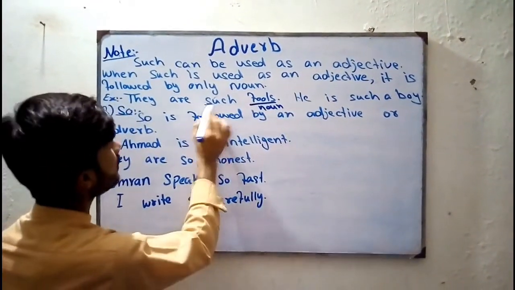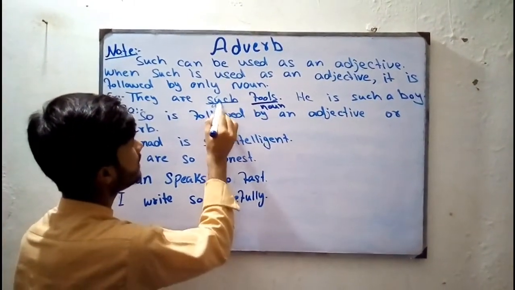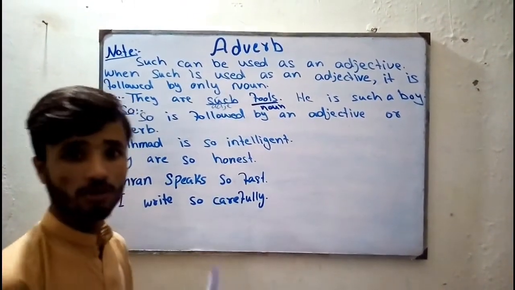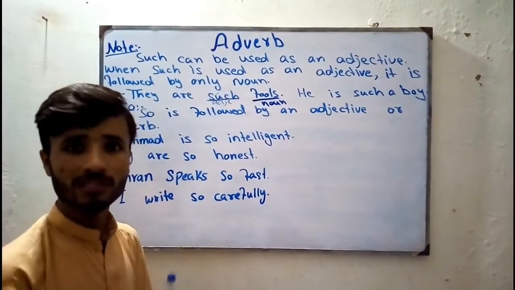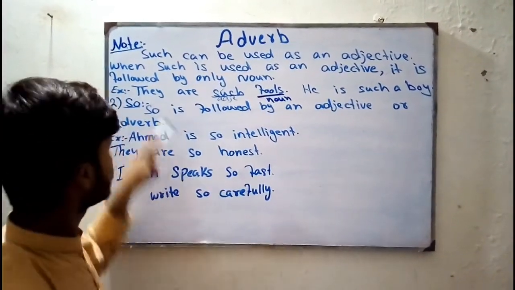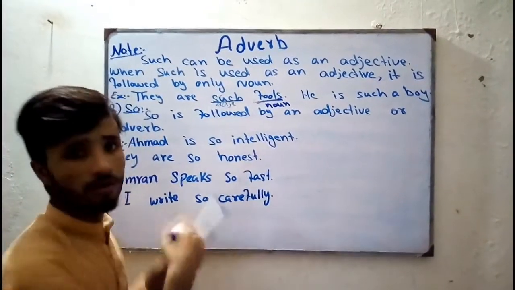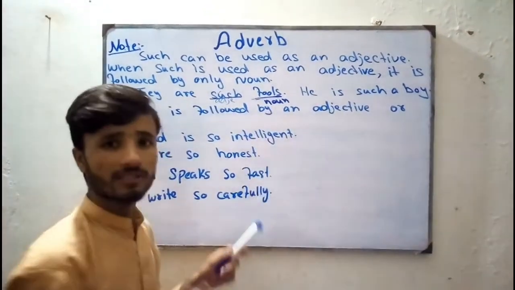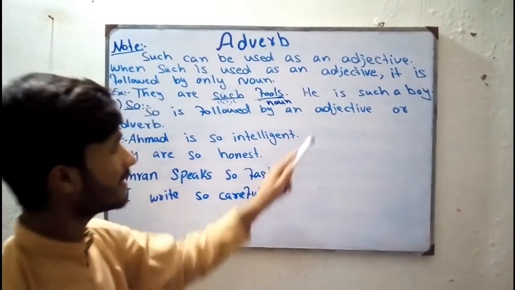So here we use such, and now in this example such is an adjective. In previous examples I used such as an adverb, but in this example it is an adjective. Is this clear? So there are such fools. So such is followed by a noun. Fools, it is a noun with us, right? Is this clear? See the second example.